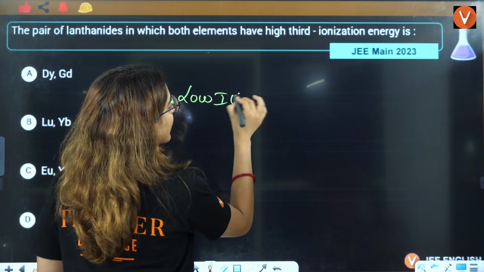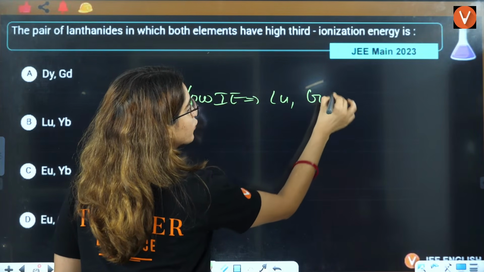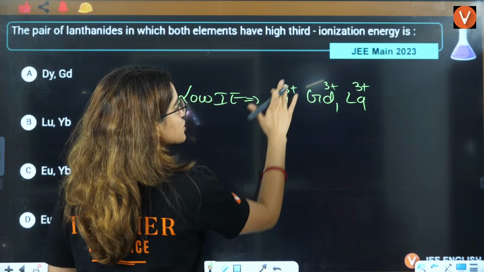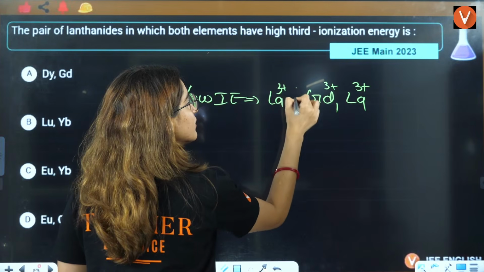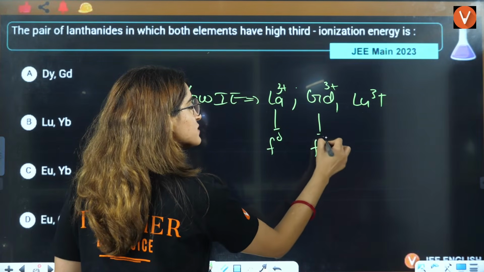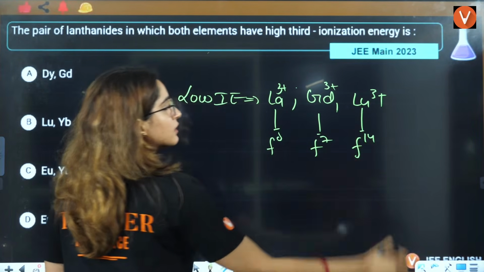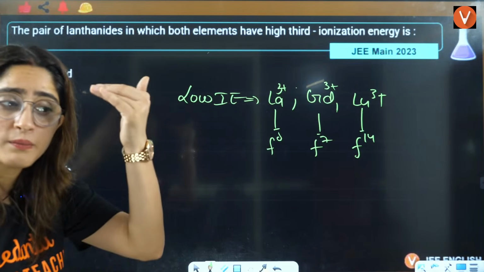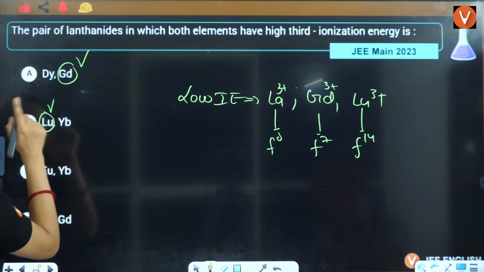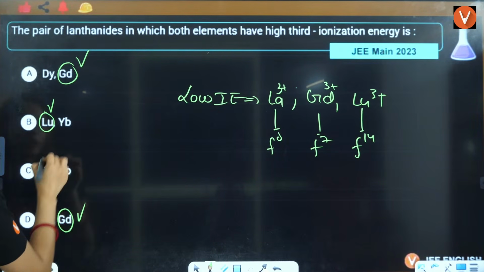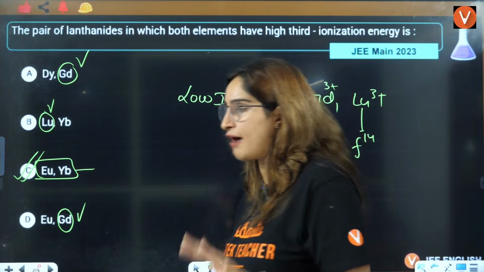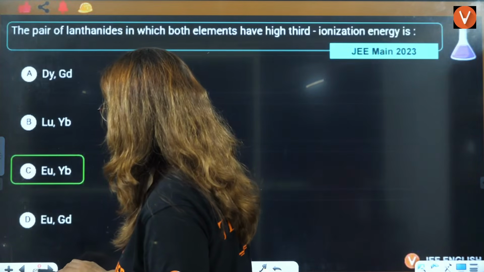Low ionization enthalpies are for lutetium, gadolinium, and lanthanum because they all are stable in +3 oxidation state. If you see lanthanum, gadolinium, lutetium, it has 4f0, it has 4f7, it has 4f14. That's why they are stable in +3 oxidation state. So this is stable, this is stable, this is going to have low, this is going to have low. But these both are going to have high, so the answer will be C. Both will have high, so the answer will be C, right?